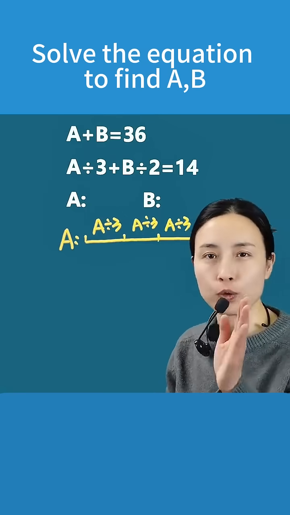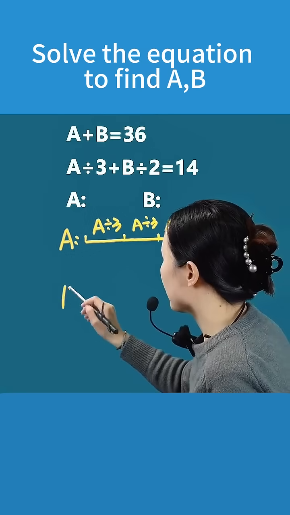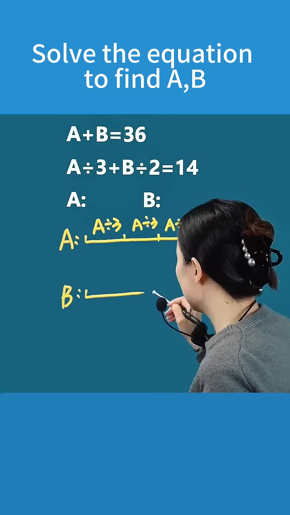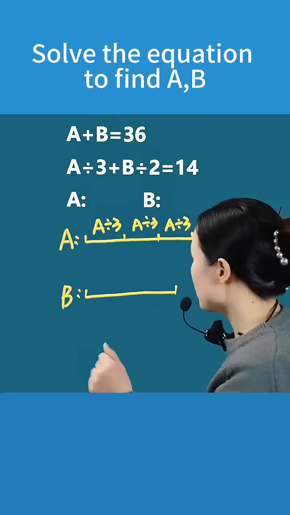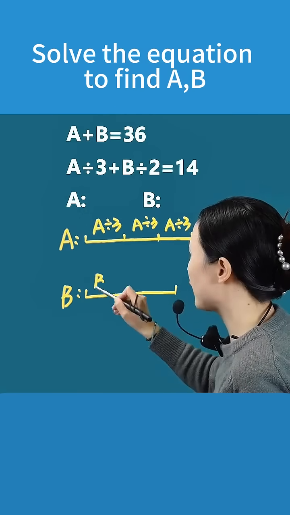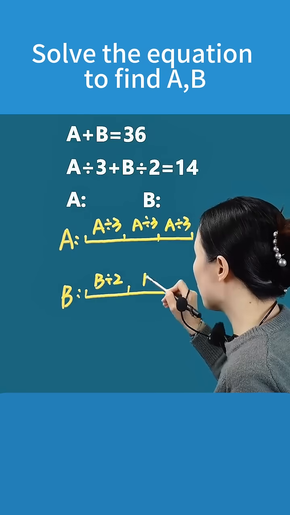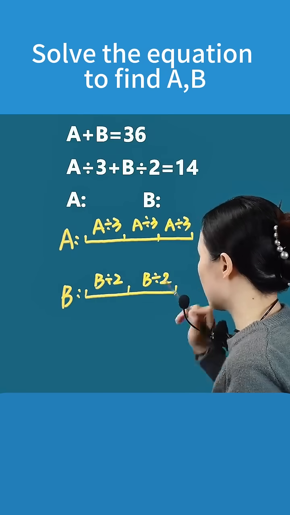Now, moving on to B, we are going to use the exact same method. Let's assume that B is a line segment that looks something like this. In other words, we are going to divide it into 2 perfectly equal parts, and each of those parts is simply B divided by 2.